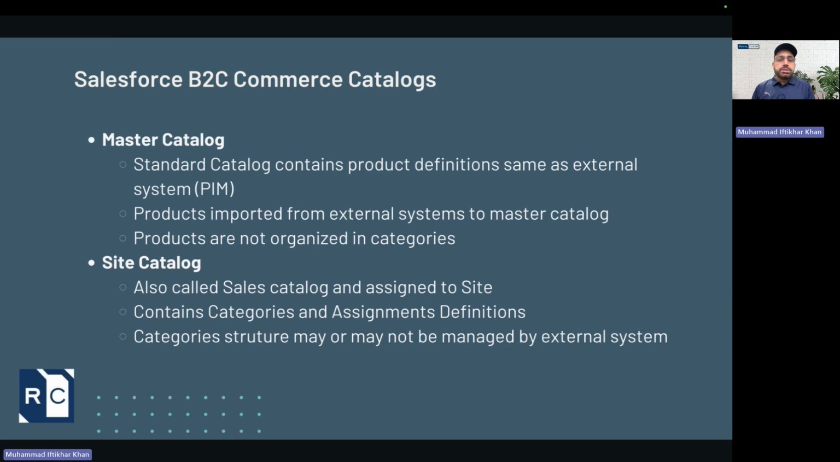the merchants are using a dedicated product information system. We call it PIM. So they manage their catalog in the PIM system. They merchandise their catalog in the PIM system, and from there, that catalog is synced into the Salesforce B2C Commerce. So most of the time this is the architecture for managing the catalog. The merchandising team is using the external tool.